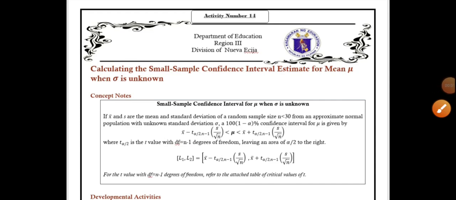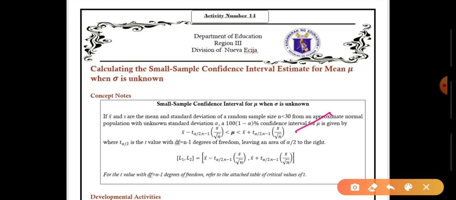Calculating the small sample confidence interval estimate for mean mu when standard deviation is unknown. The small sample confidence interval for mu when standard deviation is unknown: if the mean and standard deviation of a random sample of size n less than 30 come from an approximately normal population with unknown standard deviation, the 100 times 1 minus alpha percent confidence interval for mu is given by this formula.